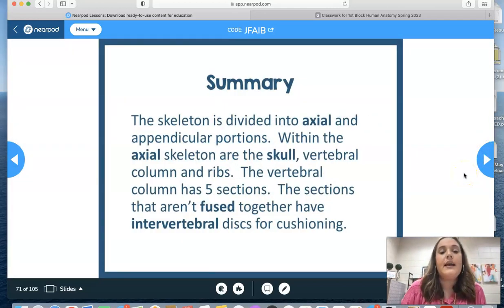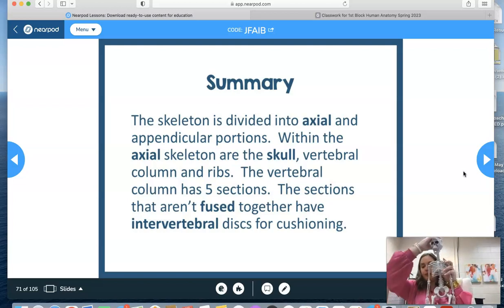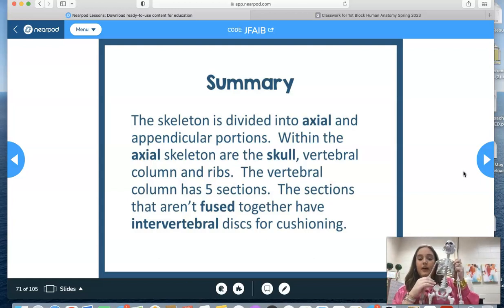So, in summary, the skeleton is divided into axial and appendicular portions. If you remember, the axial includes the head and the trunk, being the ribs, the spine, and the pelvis. Appendicular is everything else. So the girdle, so the shoulders and the arms, and then the legs. Think appendages, appendicular. Within the axial skeleton are the skull, vertebral column, and ribs, which I just discussed.